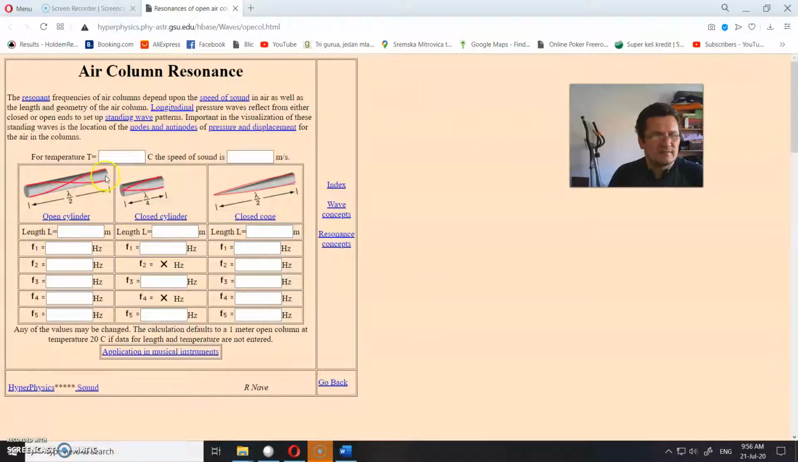As you can see, if it is open at both ends, there is a half of the wavelength from here to here. If it's closed on one end, there is a fourth of the wavelength, and so on. So this is just the way it is.